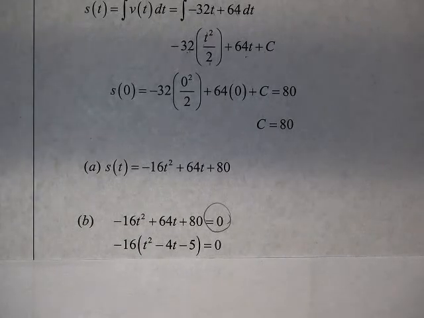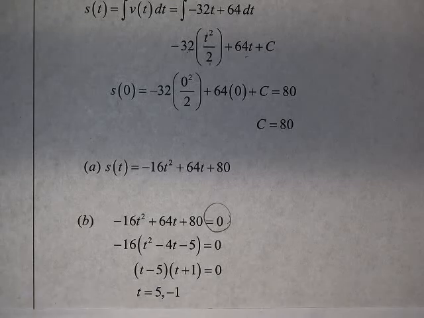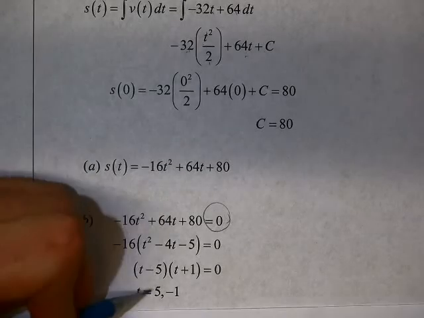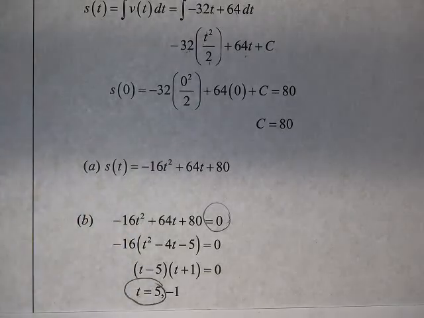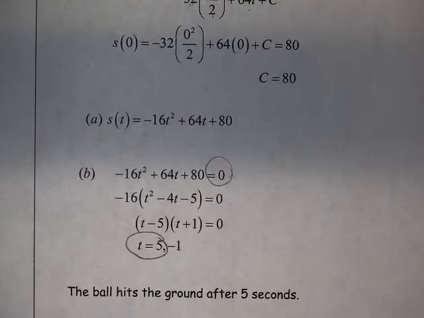So I'm going to factor out that negative 16, divide both sides by negative 16, and factor out the t squared minus 4t minus 5. I get t equals 5 and t equals negative 1. For this application, the negative time doesn't make any sense, so the ball hits the ground after 5 seconds.